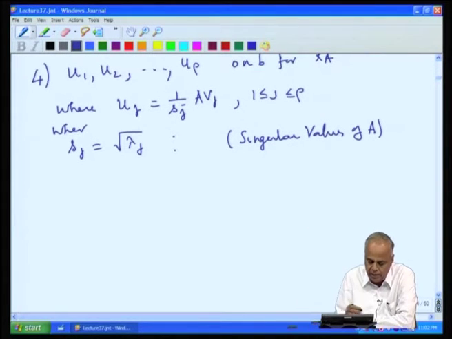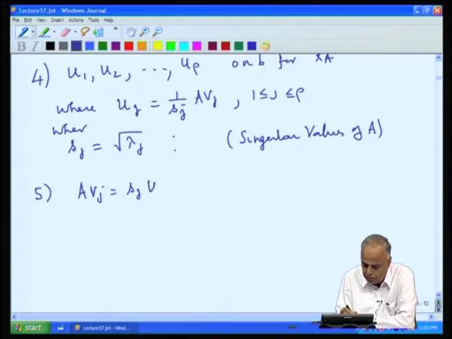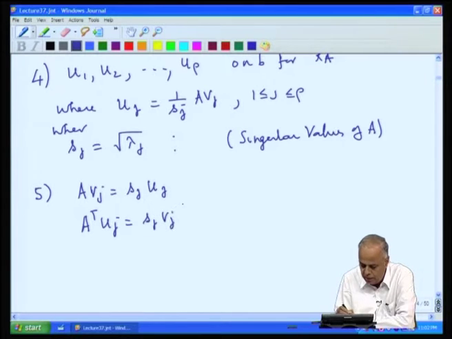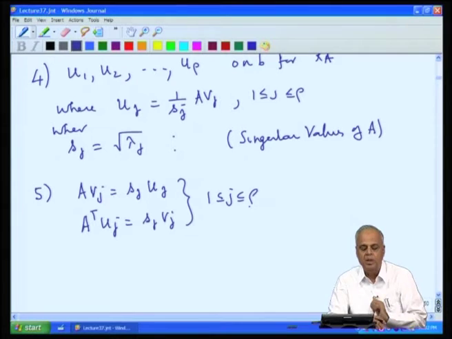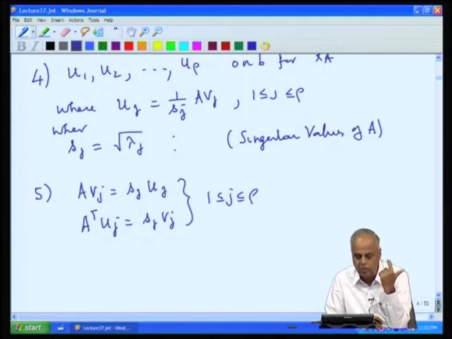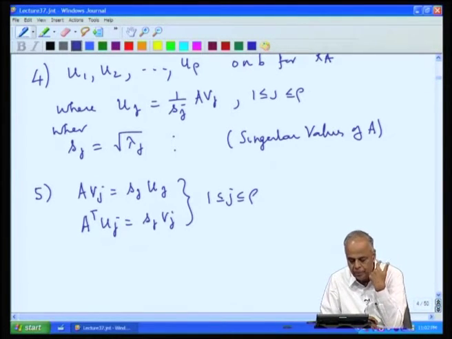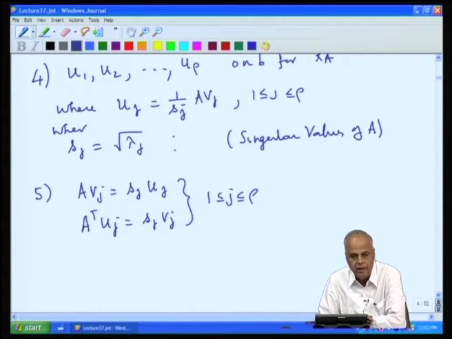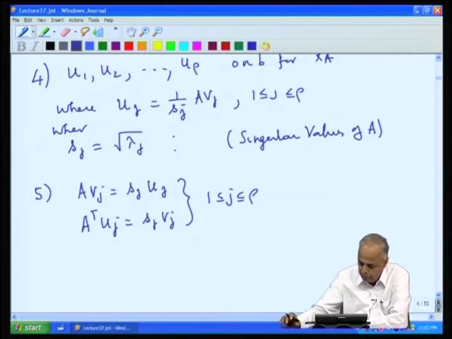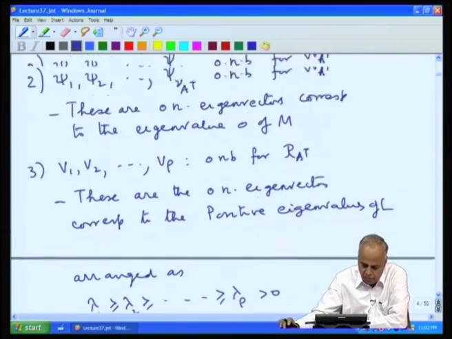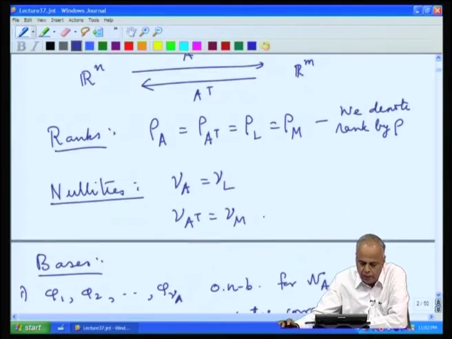And we had the fundamental relation that A V_j was S_j U_j and A transpose U_j was S_j V_j, for 1 less than or equal to j less than or equal to rho. So, our choice of basis, the way we selected the U's from the V's, makes it such that A V_j and A transpose U_j are related this way. So, our choice of basis is very particular.